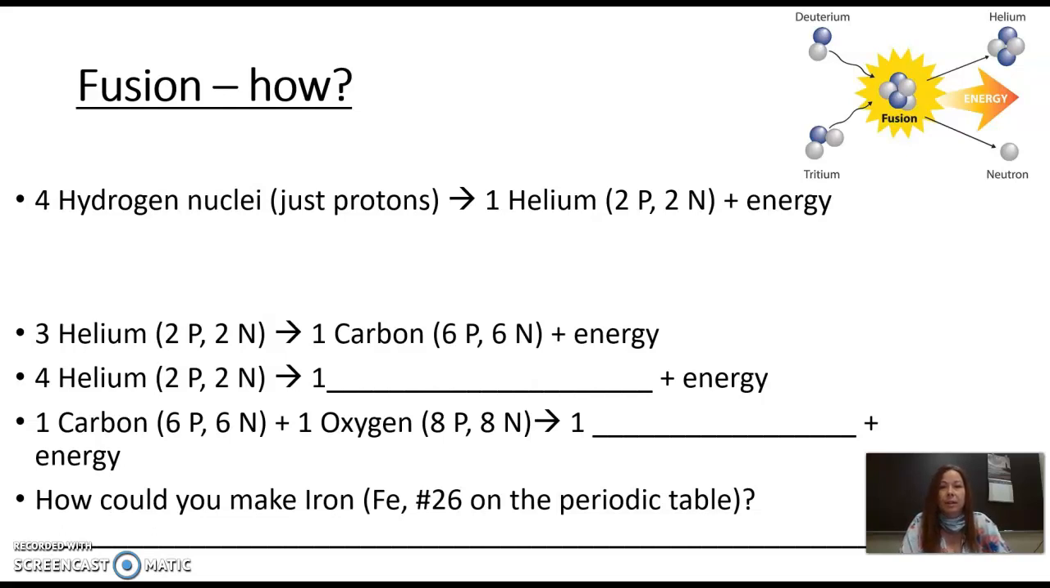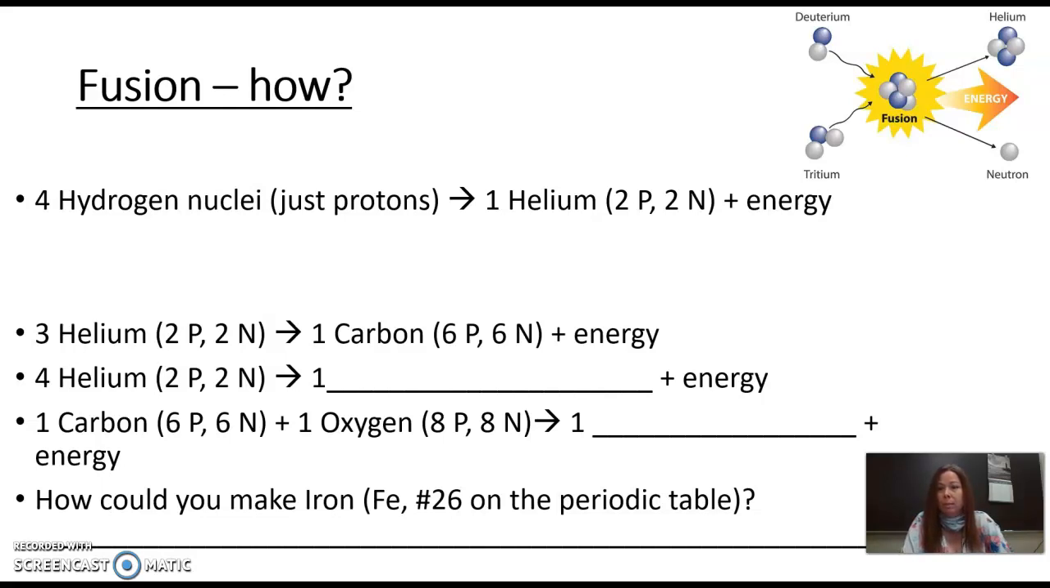You can kind of see that going on in this picture right here. You've got a couple different versions of hydrogen atoms, and then fusion happens, that smashing together, and you come up with helium, another neutron to go running around, and the energy that's released from it. Now 3 helium atoms, remember helium has 2 protons, 2 neutrons, when those collide together, 3 helium create 1 carbon atom, and that carbon atom has 6 protons and 6 neutrons, and that also releases energy.